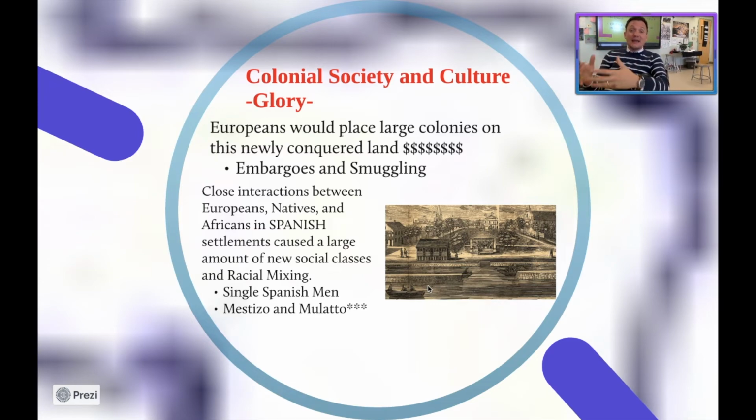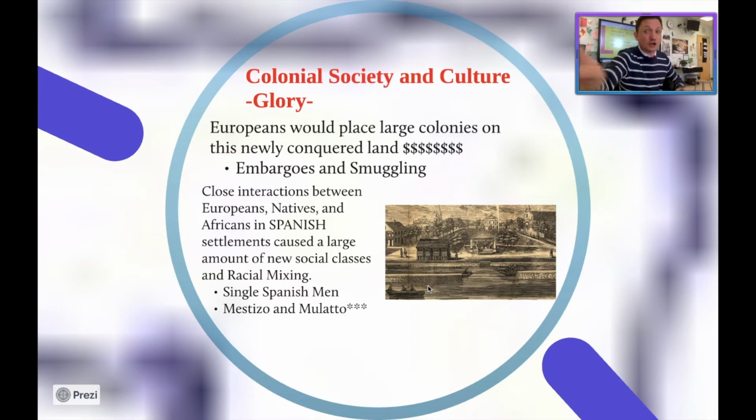So in Spanish settlements, though, in particular, notice I have the word Spanish right there in all caps. You also have to understand that this causes a large amount of new social classes and racial mixing. Something you need to understand is that most of the Spanish colonists were men, right? Single men that were going to these colonies as a way to make money. They were getting there, and then they were meeting native women, African women, and things like that.